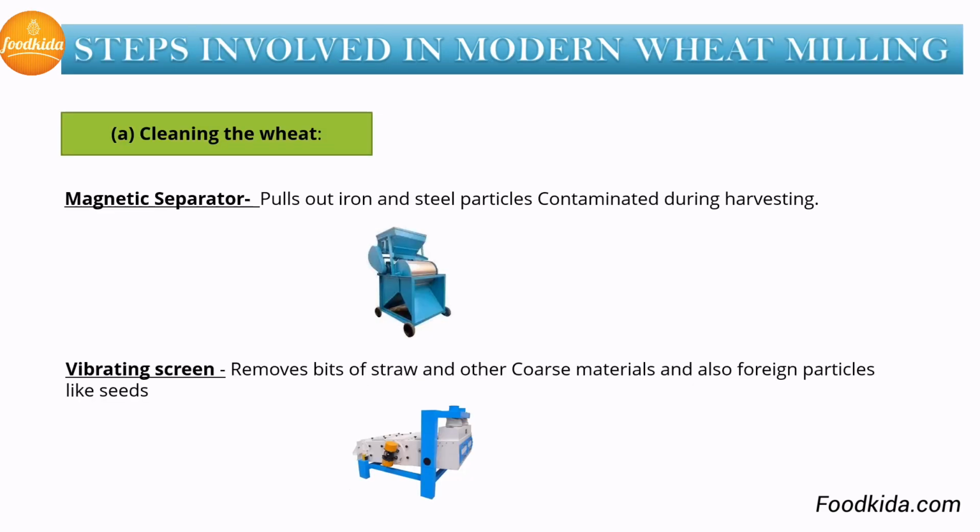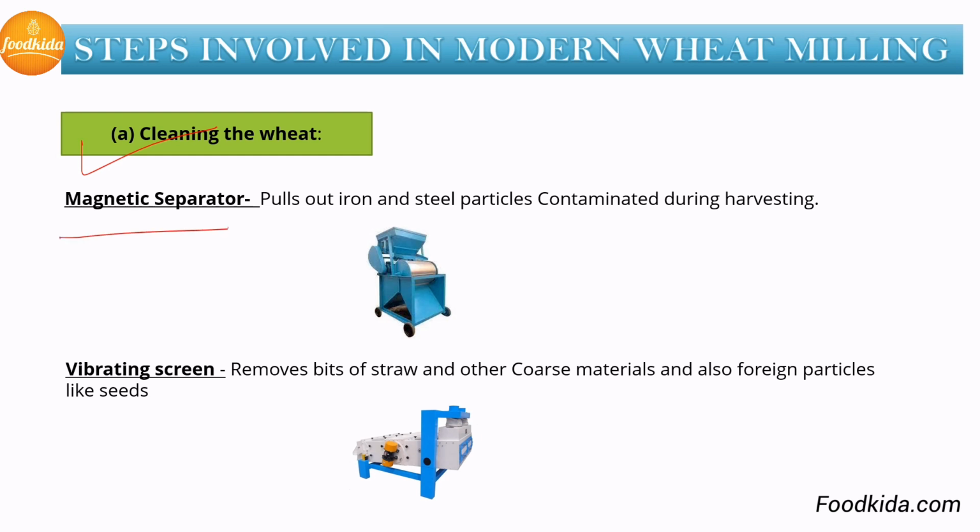There are three main steps in flour milling. The first one is cleaning, the second one is preparation, that is, preparing the wheat for grinding, and the last step is grinding the wheat. So the first step is cleaning, and there are a number of equipments used in the milling process. The first one is the magnetic separator.